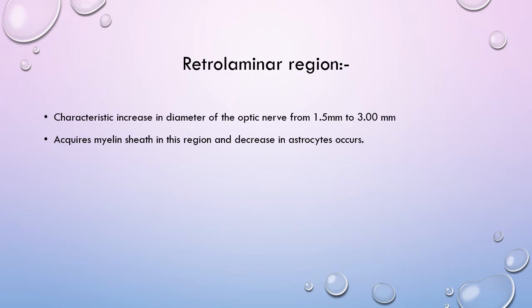Retrolaminar region is characterized by an increase in diameter of the optic nerve from 1.5 millimeter to 3 millimeter. We have seen in the diagram that in the retrolaminar region the diameter of the optic nerve increases from 1.5 millimeter to 3 millimeter. And in this region, myelin sheath is acquired, and there is a decrease in astrocytes. So every axon of the optic nerve acquires myelin sheath from the retrolaminar region.